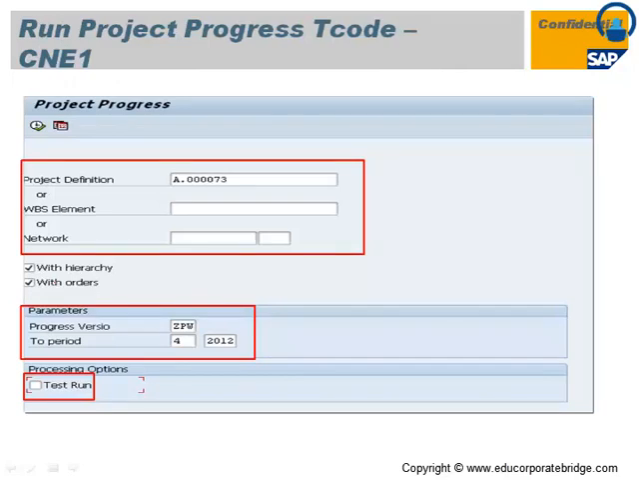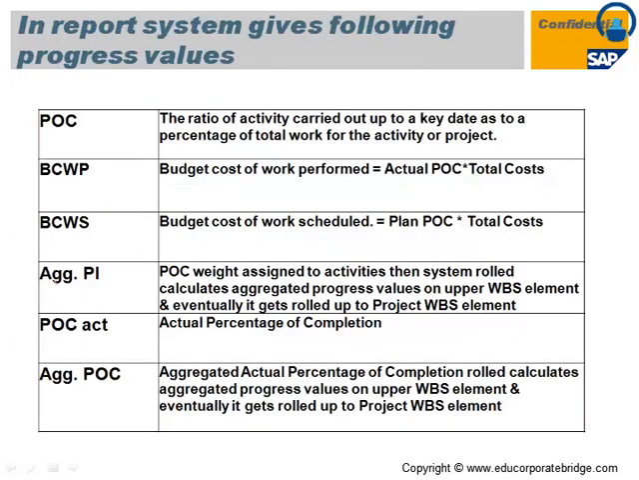So this is the transaction code CNE1 to track the particular project progress, where you have to input the project definition, your progress version, and the period for which you need to track the progress. These are some methods or parameters which are available for the progress values.